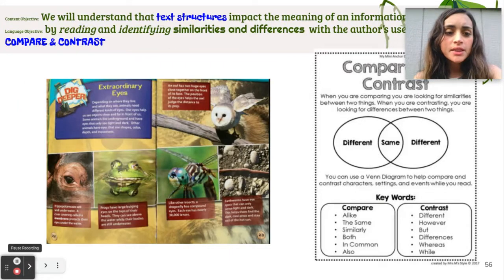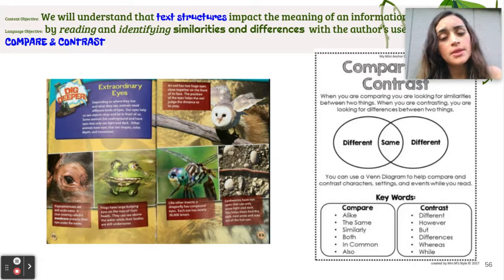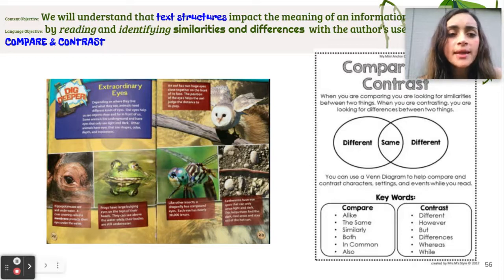When we look at the pages on extraordinary eyes, I can tell just by the images that the author is comparing and contrasting the different types of eyes for different animals. However, when we look at all the captions, I'm actually able to find some of the key words. If we look at the introduction, I'm going to read out loud the difference between our eyes and other animals' eyes. Depending on where they live and what they see, animals need different kinds of eyes.